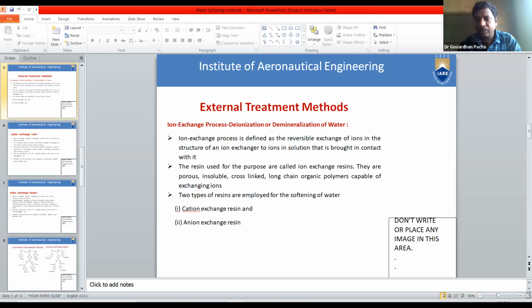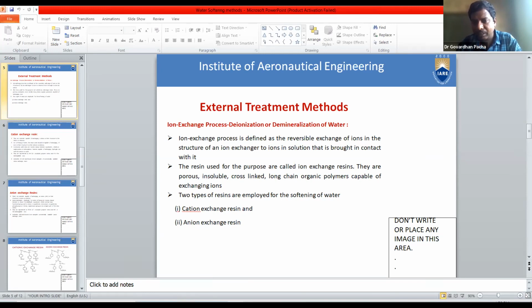So this is about the structures of a cation exchange reagent and anion exchange reagents. From the examination point of view, there is no need to draw the structures, but you should know the functional group present on the cation exchange resins and anion exchange resins. For cation exchange resins, we have the sulfonic acid groups. Sulfonic acid means SO3H, and the H plus ion can act as an exchangeable ion.